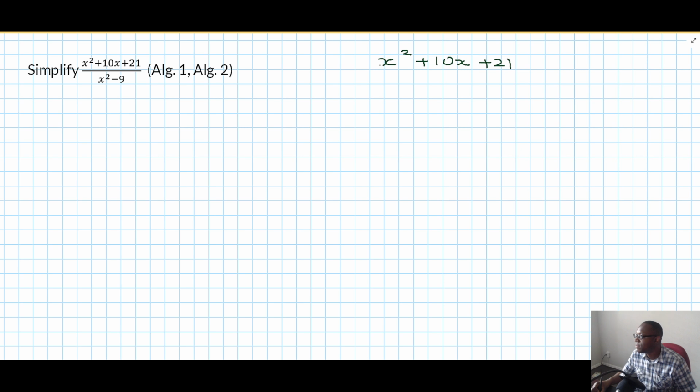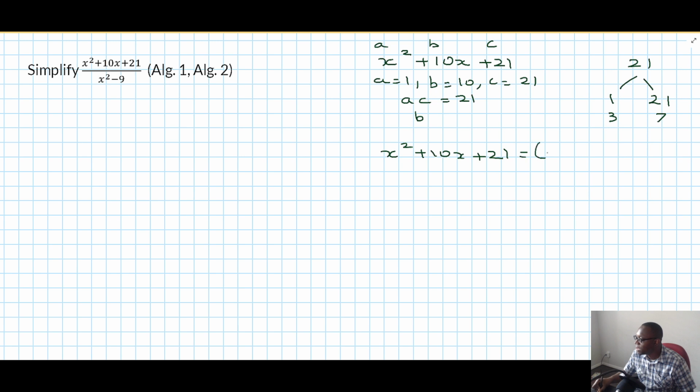So we have 21 as, because we have a, b and c, a equal to 1, b equal to 10, c equal to 21. We need to find ac, and then that's going to give us 21. Then the next thing we want to do is we want to find the factors of ac that add up to b. So 21, I have 1 and 21, I have 3 and 7. So here I can easily say that 3 and 7 add up to 10. 3 multiplied by 7 gives you 21. So x squared plus 10x plus 21 is going to be the same as x plus 3, x plus 7.